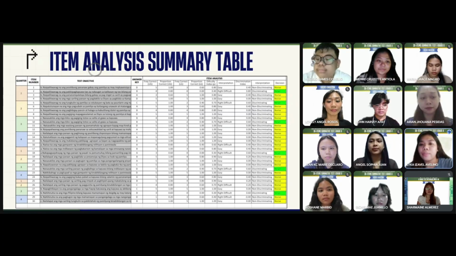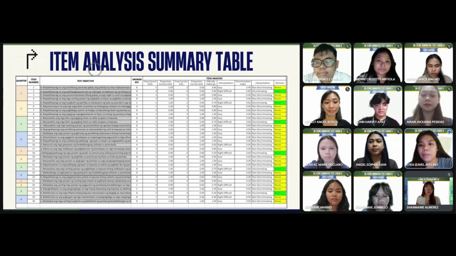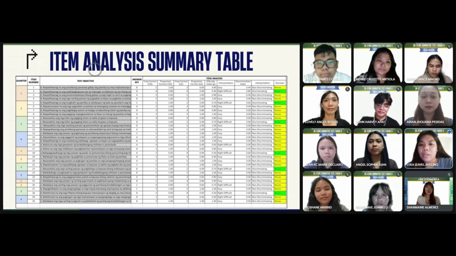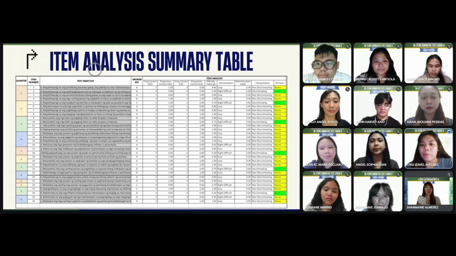This means that both the upper group and the lower group students were able to answer many of the items correctly, showing that it's hard to separate high-scoring students from low-scoring students. The table shows that most items have a discrimination value of 0.00, and some even have negative discrimination. A discrimination index of 0 means that students from both the upper and lower groups perform the same on the item, while a negative value means the lower group actually performed better than the upper group. Because of this, many items are labeled as non-discriminating in the summary table.